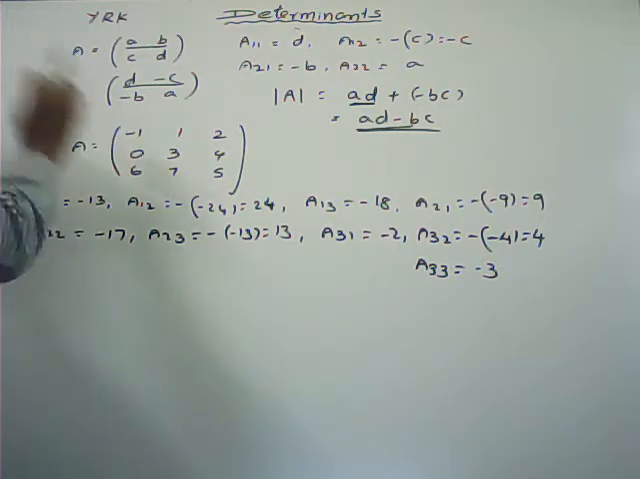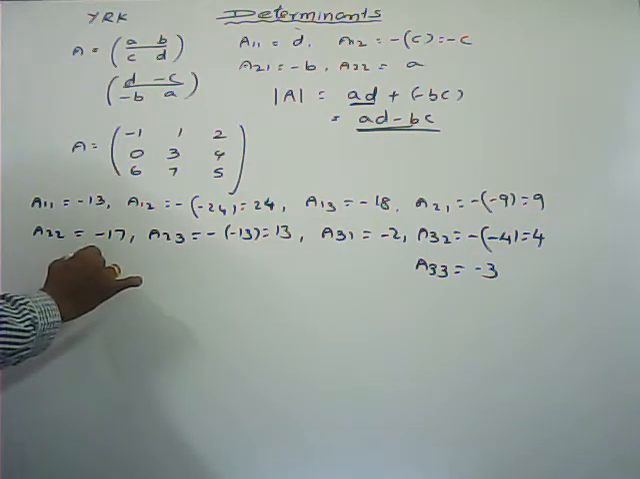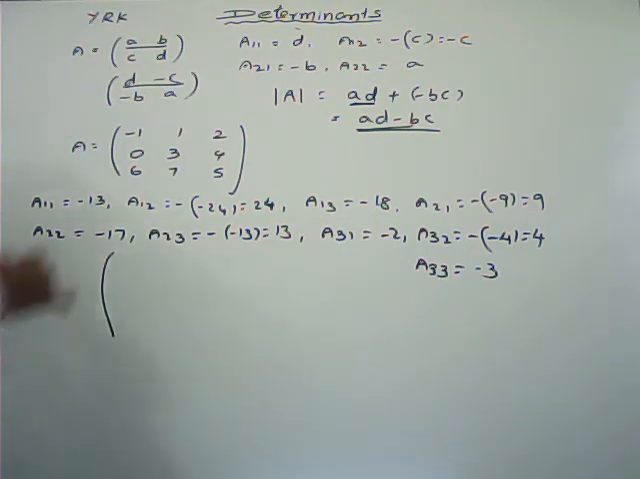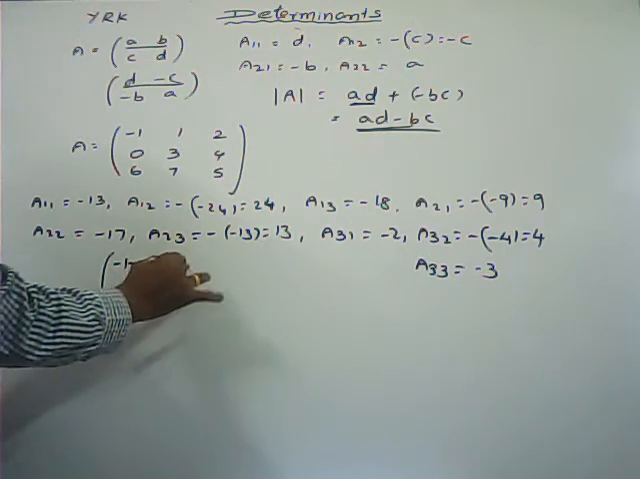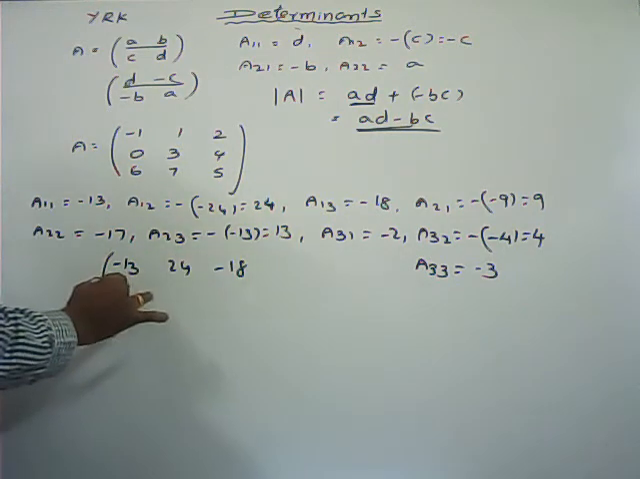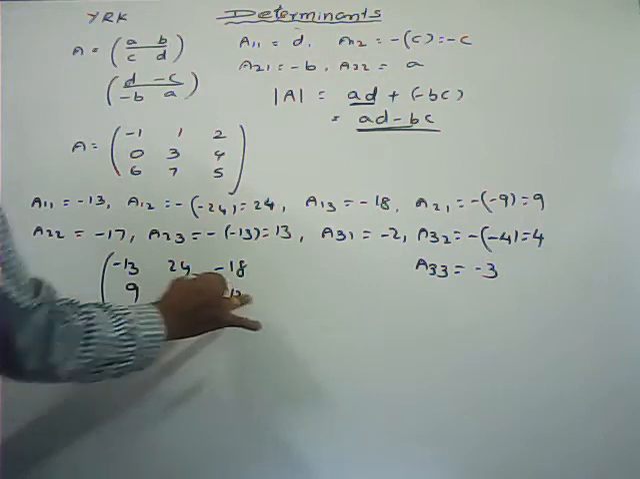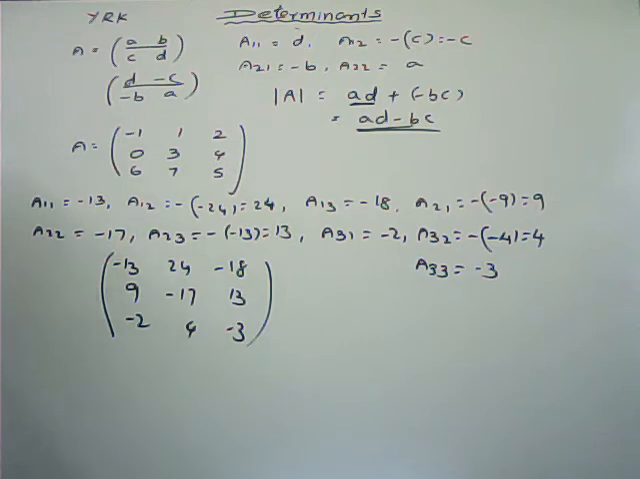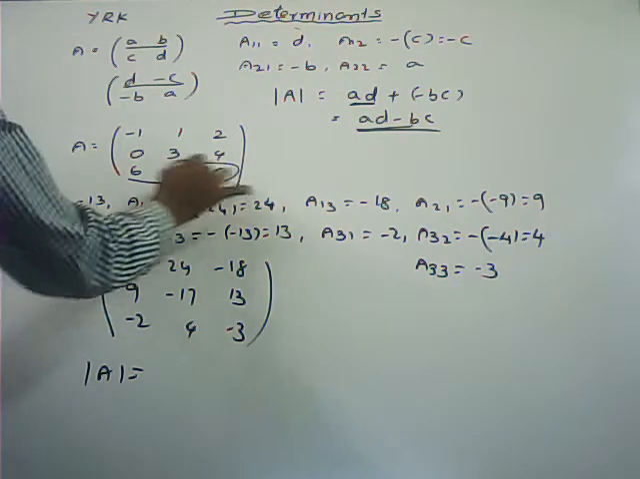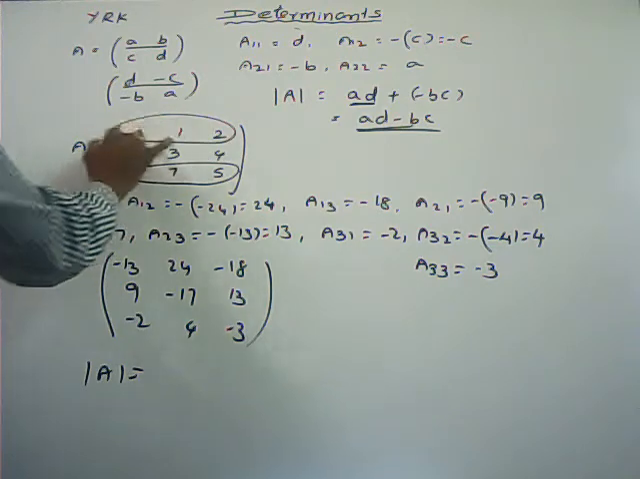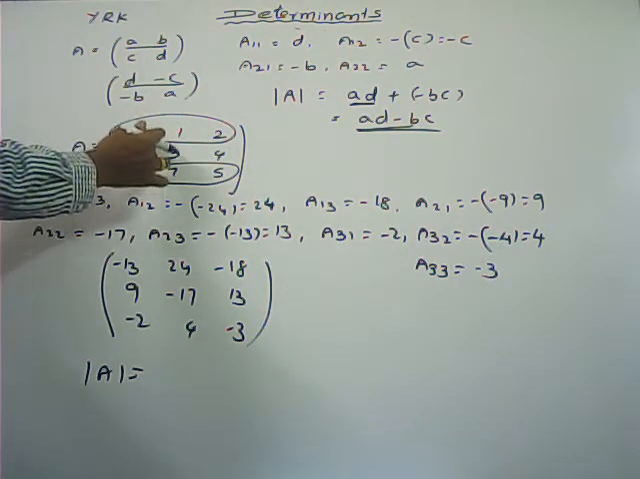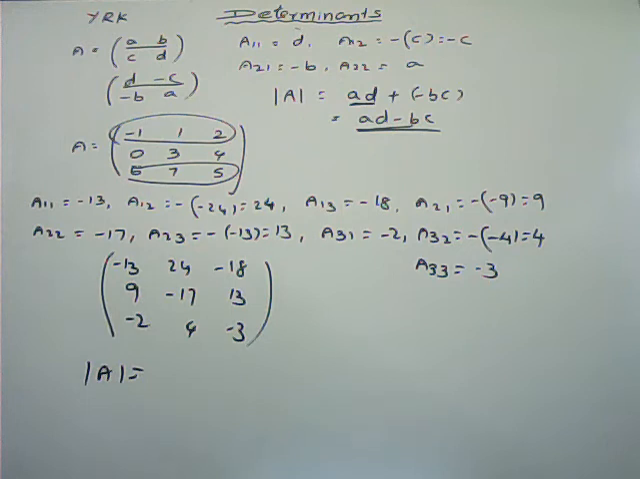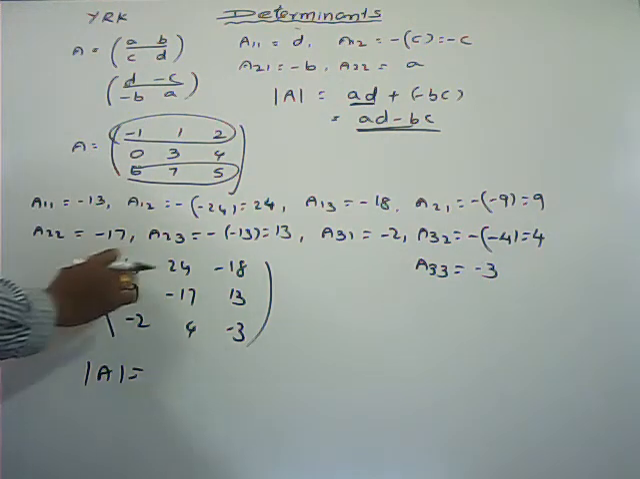Here also, for the 3 by 3 matrix, this is given. Now I am writing the corresponding cofactors: minus 13, 24, minus 18, 9, minus 17, 13, minus 2, 4, minus 3. Here also, what is the determinant of A? You can take any row; I am taking the first row, and these are the corresponding cofactors.